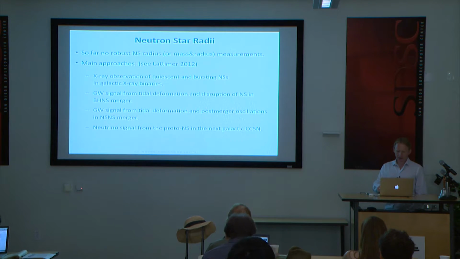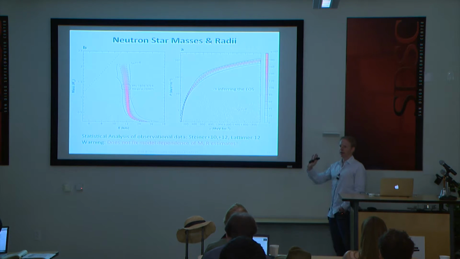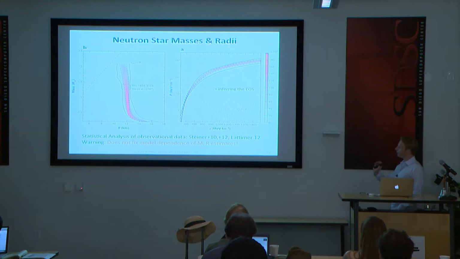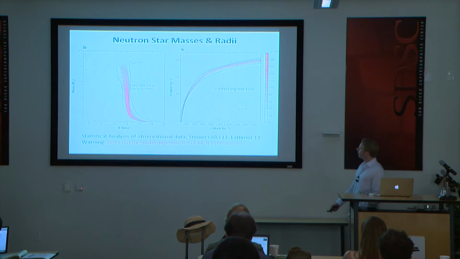So putting observations together, Steiner and Lattimer have made these plots here, where here's radius and mass, and these are now Bayesian statistical constraints, taking all the observations, throwing them in, putting some priors in. And they say the radii should be along this range here. The mass and radii should be along this range. If you take that range, which is pretty narrow, between something like 12 and 14 kilometers for the bulk of the neutron stars, you get a pressure-density relationship. You can basically infer the equation of state from these mass and radius estimates. But it doesn't fix the model dependence.